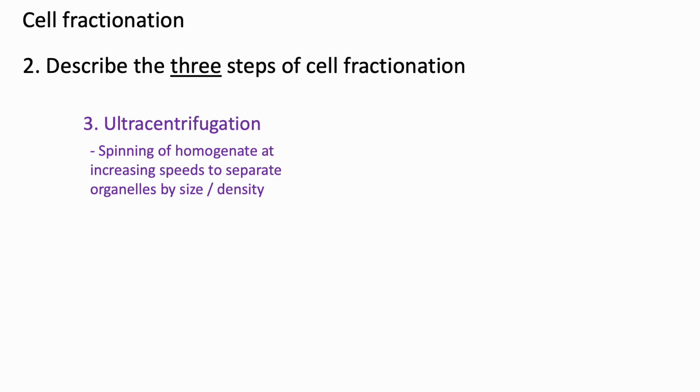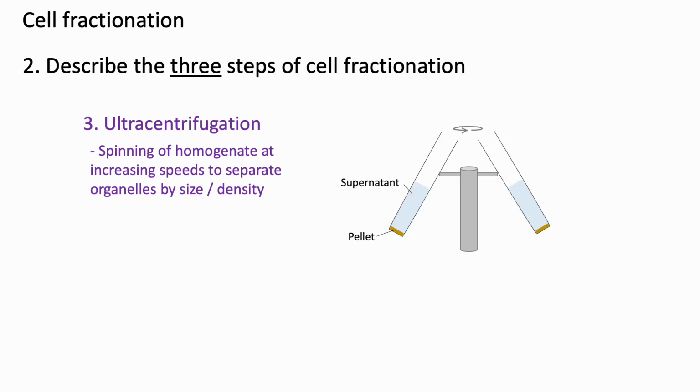As described here, we use a device called a centrifuge that allows us to put tubes in that contain our homogenate, and we can spin those at a fixed speed, and each time we would then increase the speed, and that will allow us to separate our organelles by size and density. This is a very simplified diagram. If you just imagine a rotor, that's part of the centrifuge machine, and that will spin our tubes.